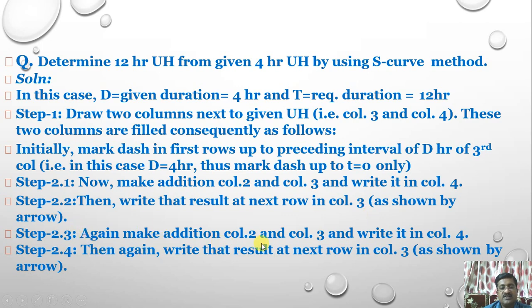Again make the addition of column 2 and 3 and write it in column 4, as I have just told. Then again write the result in the next row of column 3, as shown by the arrow. Repeat this.